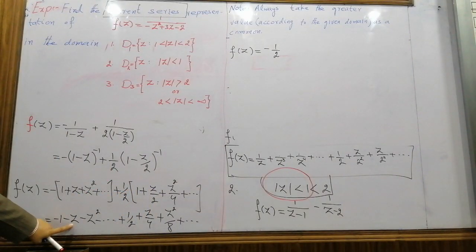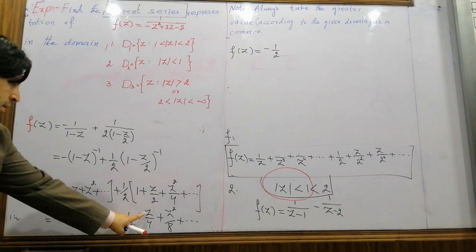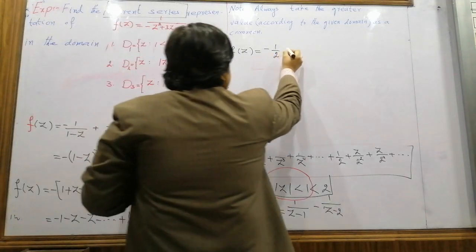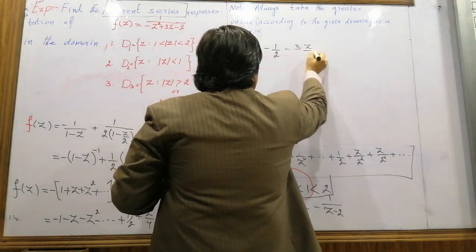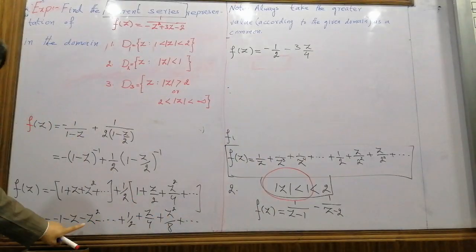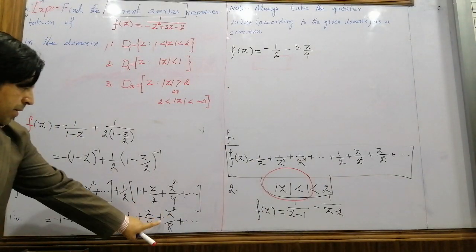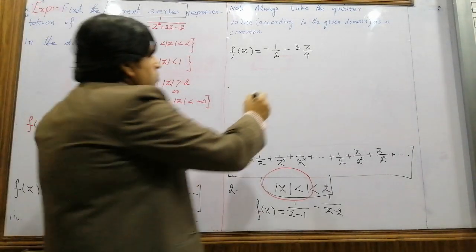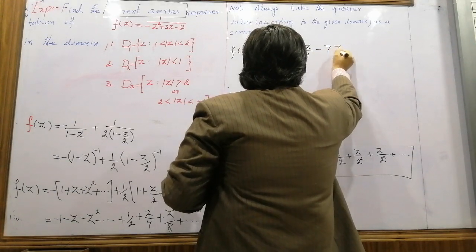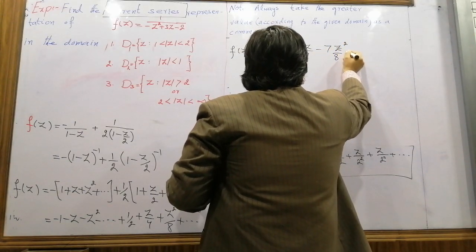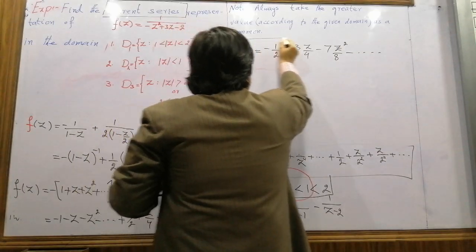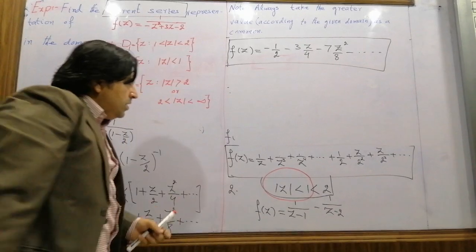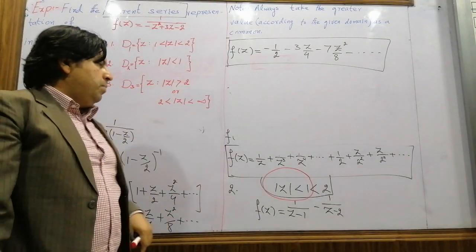Now minus z and plus z by 4 will give us minus 3z by 4. So I have to write minus 3z by 4. Now minus z square and plus z square by 8 will give us minus 7z square by 8. So we can write minus 7z square by 8 and so on. So this is the required Laurent series for the given function according to the given domain.